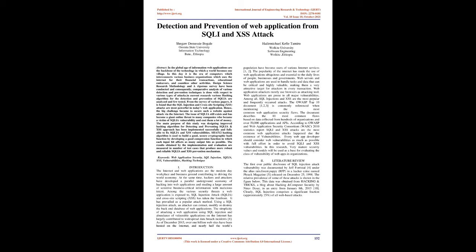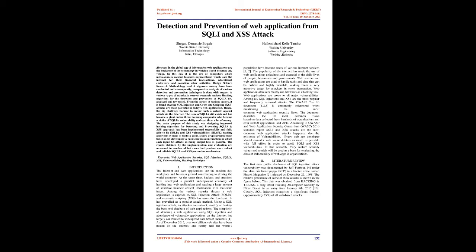The SHA-512 hashing algorithm is used to build a good, secure cryptographic hash function by developing a good compression function in which each input bit affects as many output bits as possible. The results obtained by the implementation and evaluation are measured in the number of test cases that produce a more robust and reliable SQLI and XSS prevention mechanism. Keywords: Web Application Security, SQL Injection, SQLI, XSS, Vulnerabilities, Hashing Technique.